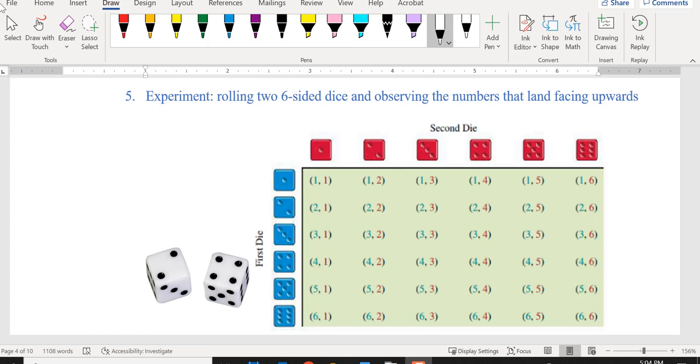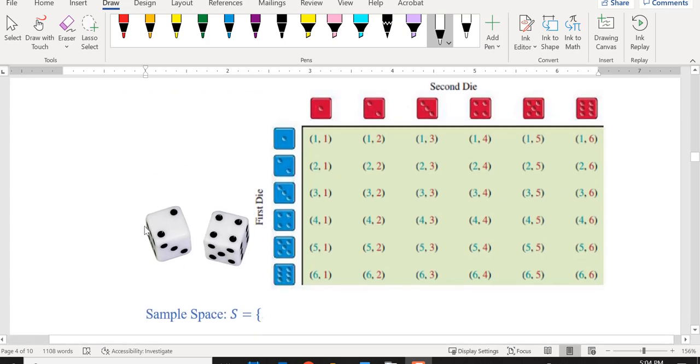Hey, example number 5. Your experiment is now rolling 2 6-sided dice and observing the numbers that land facing upwards. So you're going to have 2. It's easiest on this one for your sample space to think of it as an ordered pair. So you have the first die as your x coordinate and your second die as your y coordinate. This would be the event (2, 4).